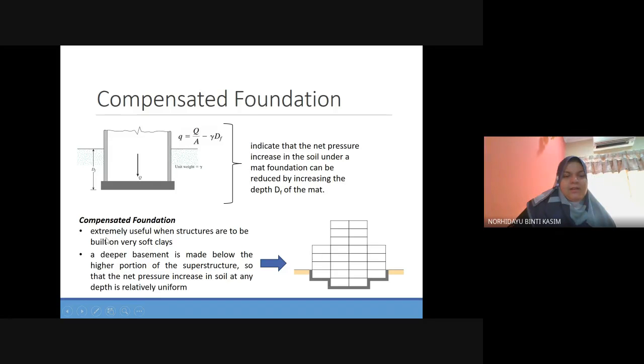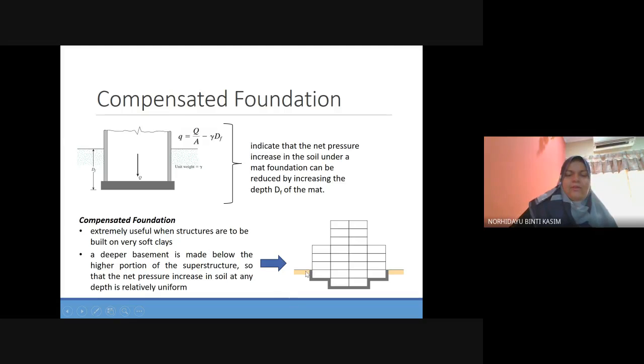Compensated foundation. Compensated foundation means that you excavate the soil and then put in your structure. That is called compensated foundation. You excavate your soil and put the structure. That is the meaning of the compensated foundation. It is extremely useful when the structure is to be built in very soft clay.